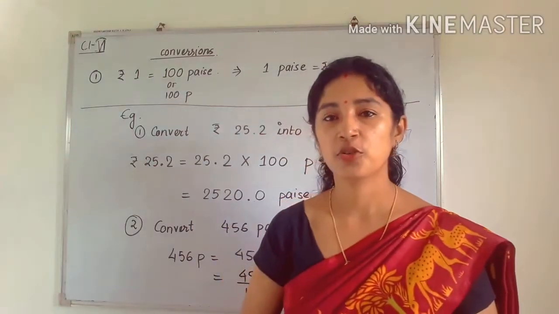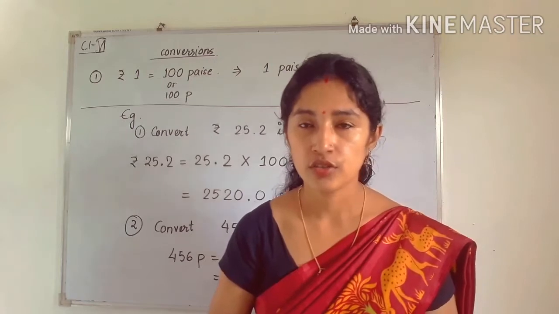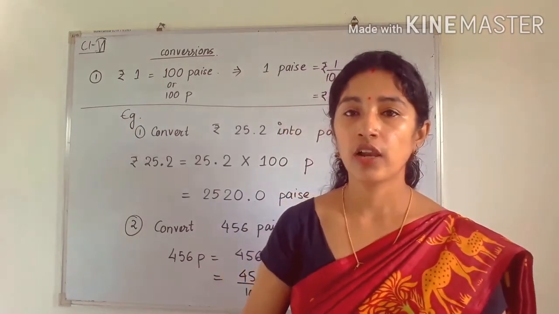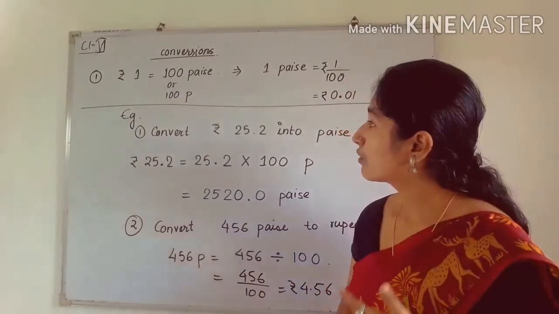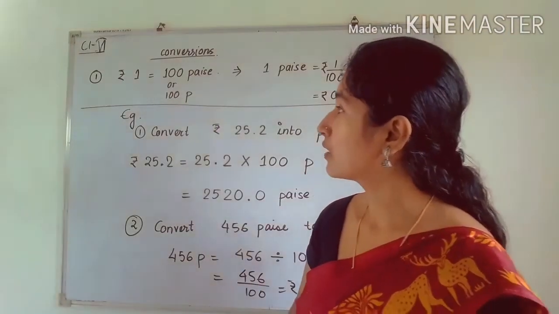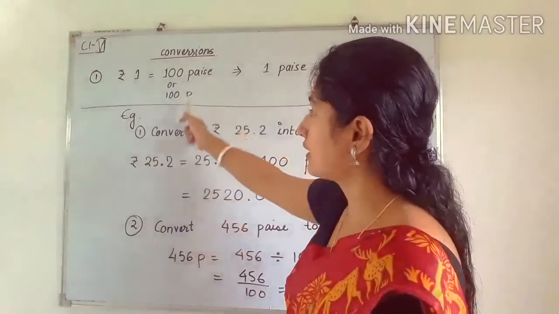Students of class 6, so today I am going to start the next topic, and the topic is conversions. Here first of all I am going to discuss some conversions. The first conversion is in money. You can see, rupee 1 is equal to what? Rupee 1 is equal to 100 paise. Paise we can write as P.